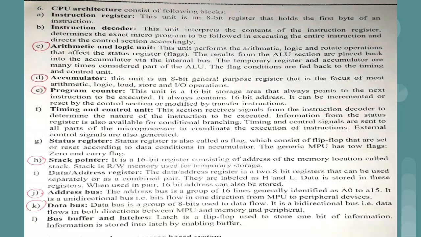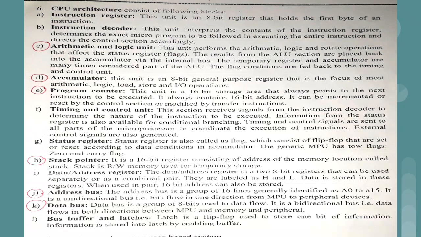ALU performs arithmetic, logic and rotate operations. Arithmetic operations mean addition, subtraction, increment, decrement. Logical operations mean logical AND, logical OR, logical XOR. Complement is also there. Then we have rotate operations, that is, rotate the content towards the left, rotate the content towards the right. For that we have a total of 4 instructions. So all these operations are performed by the ALU.